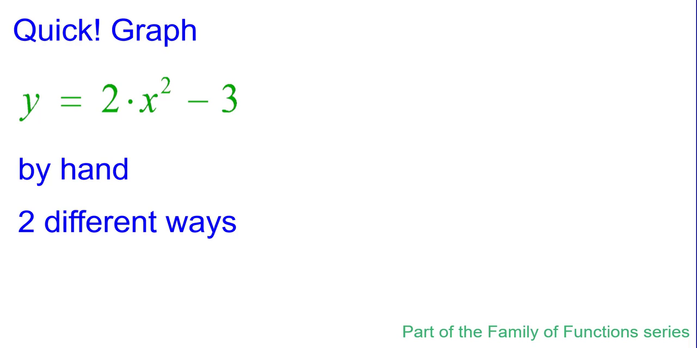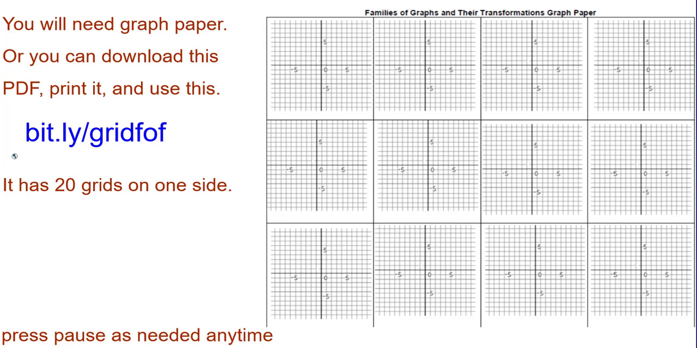Quick, graph y equals 2x squared minus 3 by hand, two different ways. This is part of the Family of Functions series. You will need graph paper, or you can download this PDF and print it. And please press pause as needed anytime during this video.